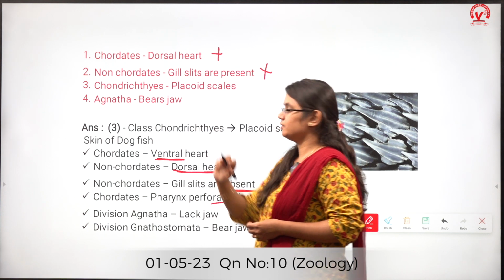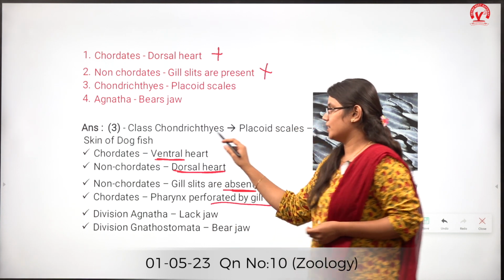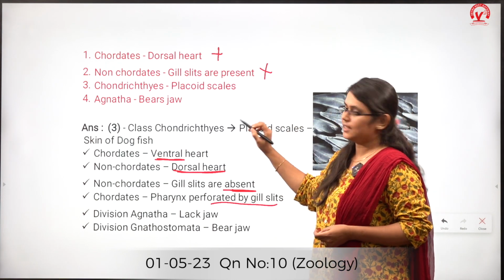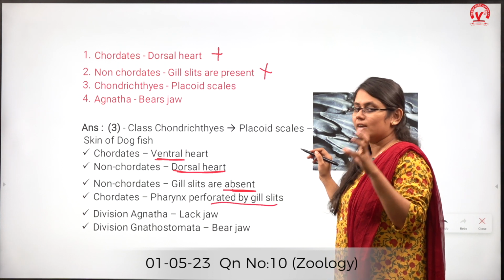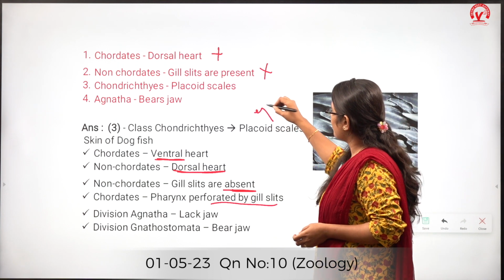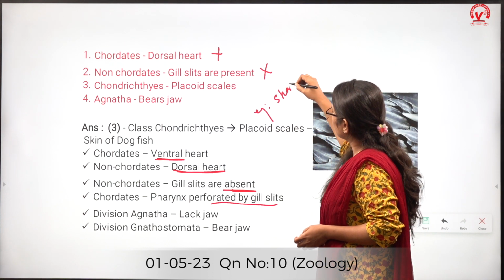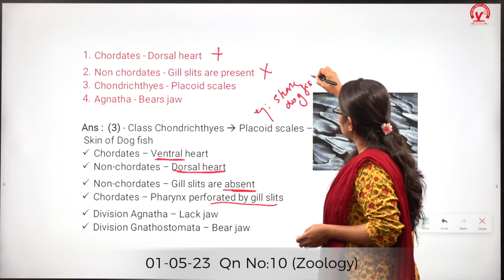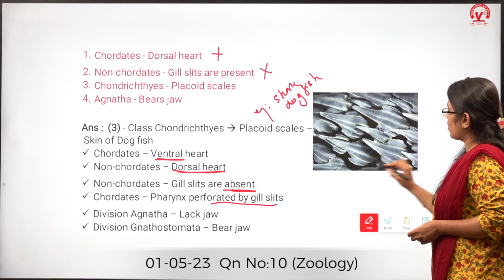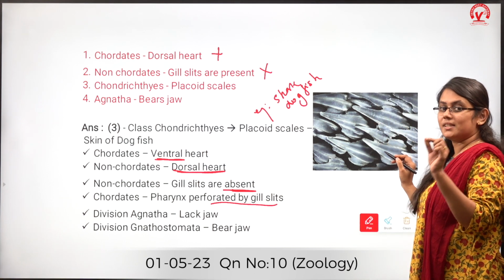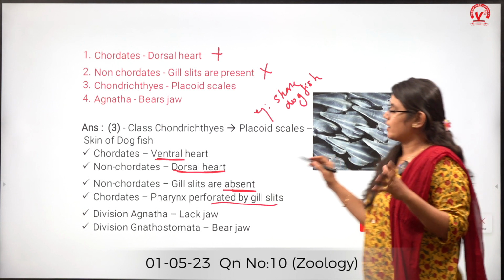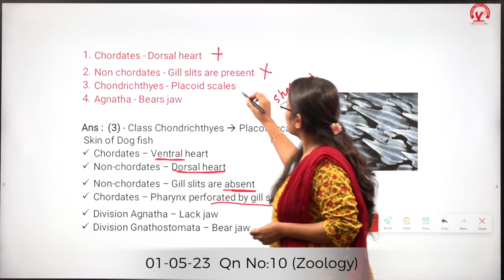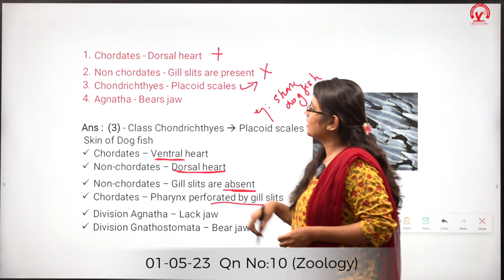Coming to the third option, in class chondrichthyes, they have placoid scales in their skin, minute scales which are called placoid scales. Example, shark, dogfish, etc. So these are the placoid scales. Okay, they are minute scales present in the skin of organisms coming under class chondrichthyes. Thus, the third option is correct.